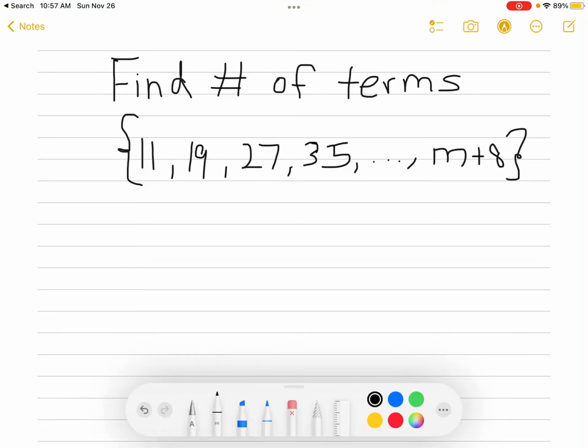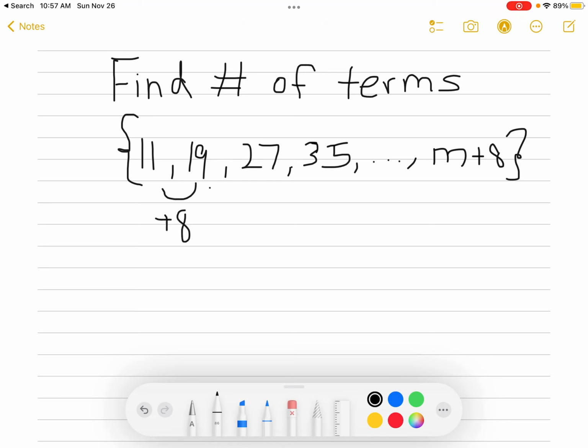Hello everyone. Today we'll be looking at a counting puzzle. We have to find the number of terms in the arithmetic sequence 11, 19, 27, 35, and on up to a certain number, m plus 8, where we don't know the value of m. And we have to find the number of terms in this sequence in terms of m. So let's look at how we can do this.